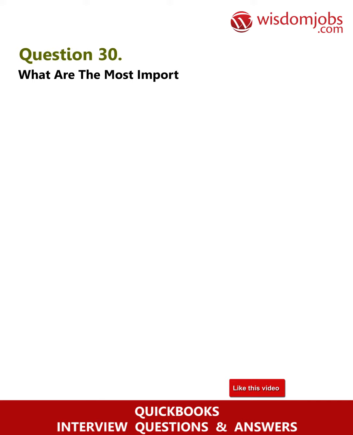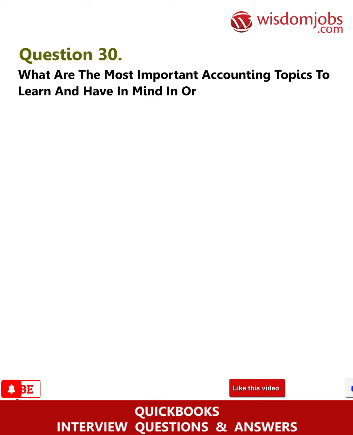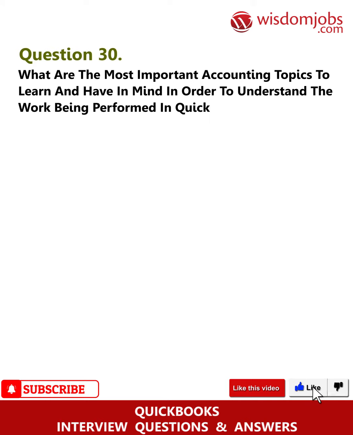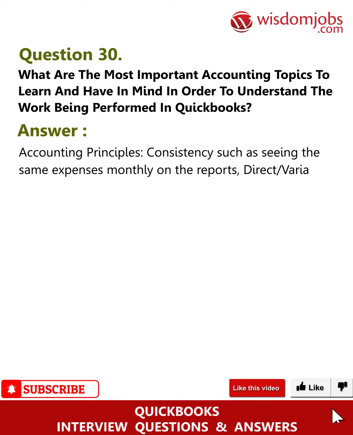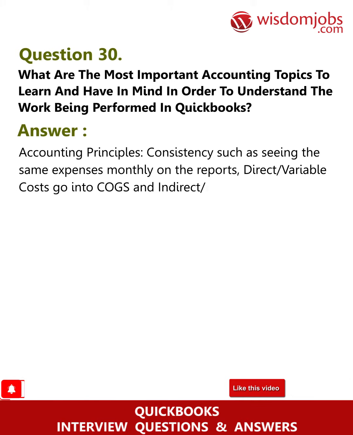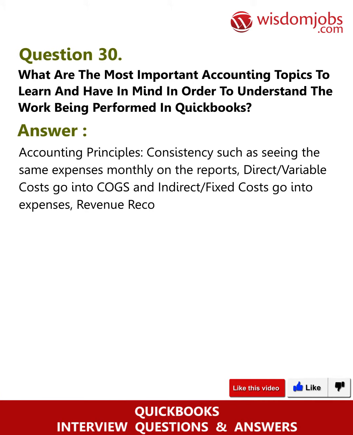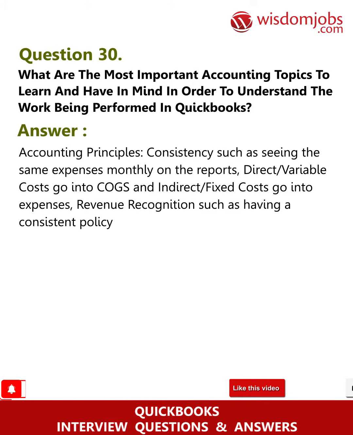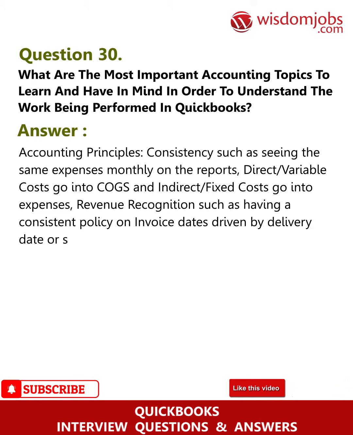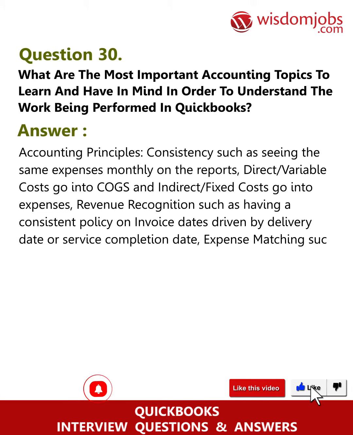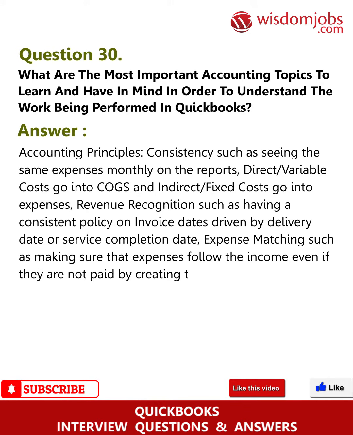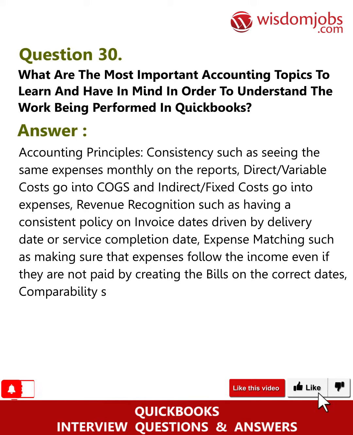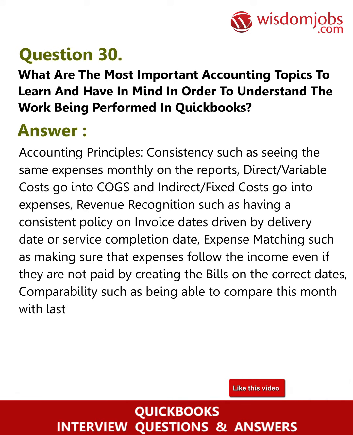Question 30. What are the most important accounting topics to learn and have in mind in order to understand the work being performed in QuickBooks? Answer. Accounting principles. Consistency, such as seeing the same expenses monthly on the reports. Direct/variable costs go into COGS and indirect/fixed costs go into expenses. Revenue recognition, such as having a consistent policy on invoice dates driven by delivery date or service completion date. Expense matching, such as making sure that expenses follow the income even if they are not paid, by creating the bills on the correct dates. Comparability, such as being able to compare this month with last year's same month.